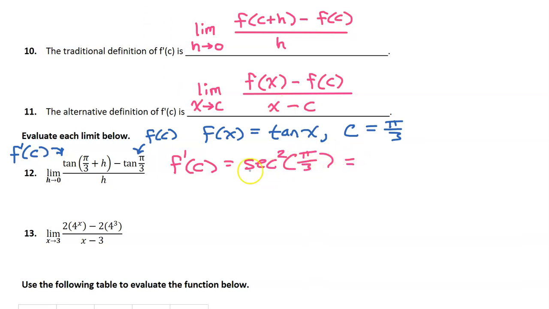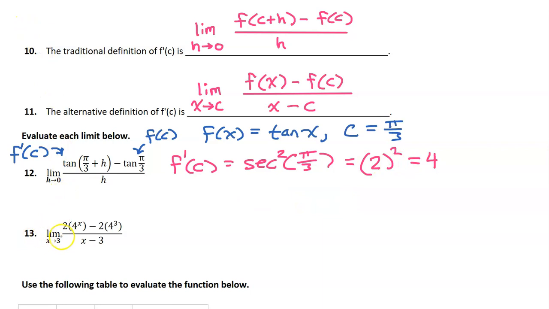So off to the side, I'm going to ask myself, what is cosine of pi over 3? And that's a fact that we memorize, which is 1/2. That means secant must be the reciprocal of this. So the secant of pi over 3 is 2. I'm going to put it in red. The secant is 2, but we have secant squared. So that's why the answer will be 4.